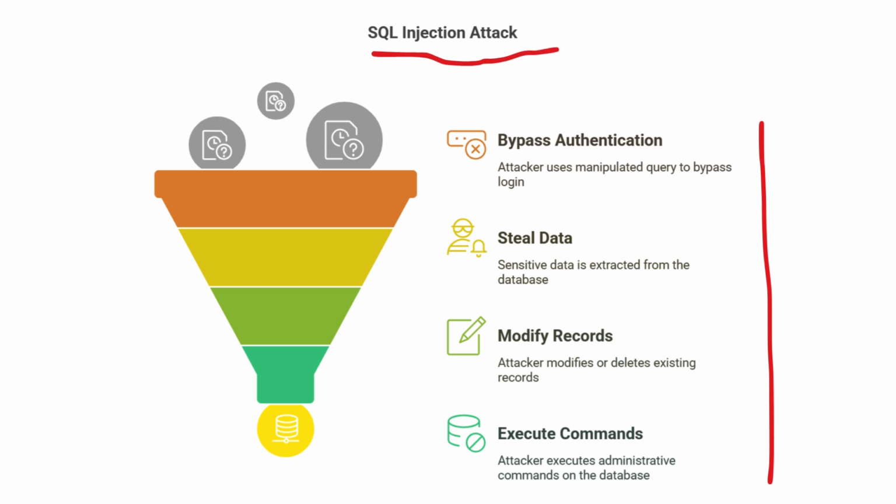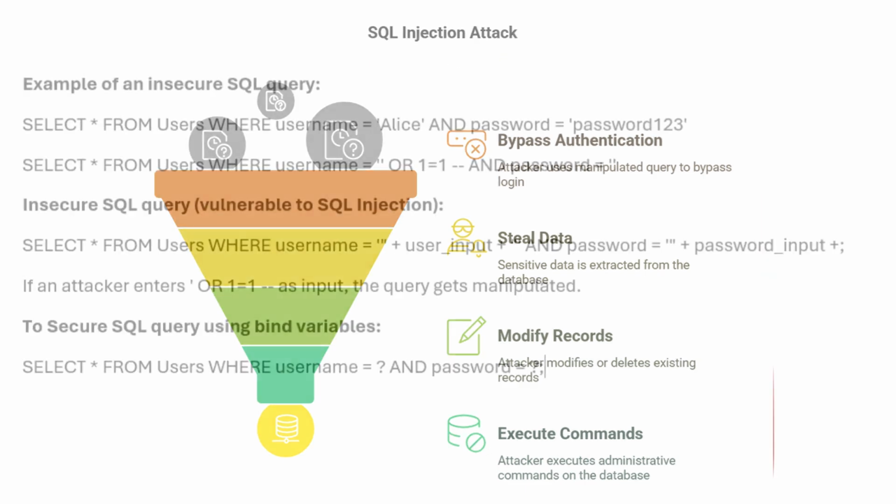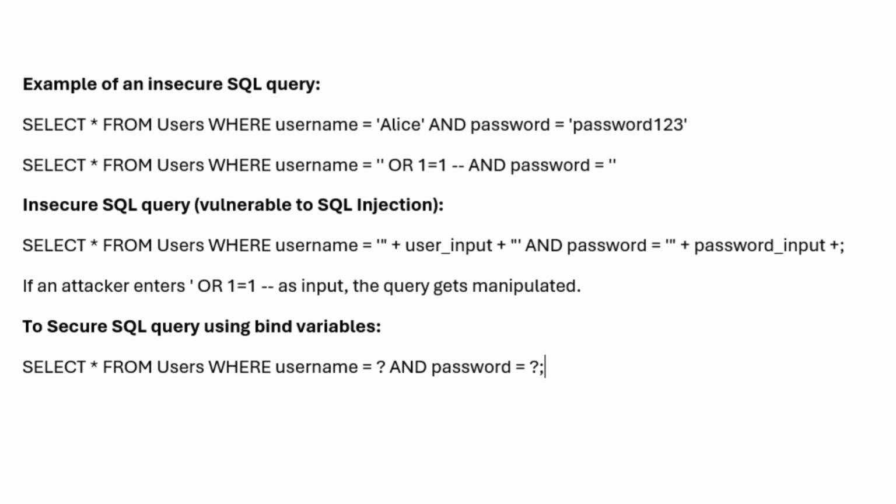Let's start with the biggest database security threat, the SQL injection. The SQL injection, or SQLI, is one of the most common and dangerous database attacks. It happens when an attacker manipulates a SQL query to gain unauthorized access to a database. This can allow hackers to bypass login authentication, steal sensitive data, modify or delete records, or execute administrative commands on the database. A simple example of how SQL injection works: imagine a website login form where users enter their username and password.